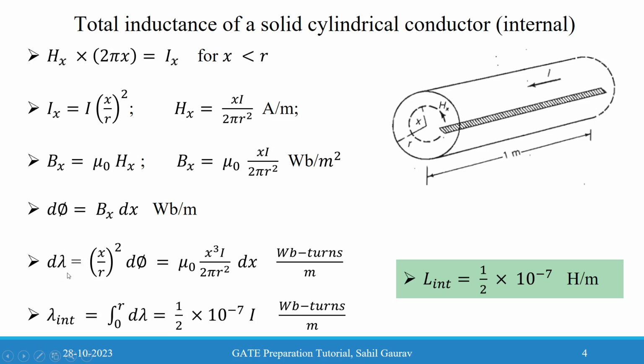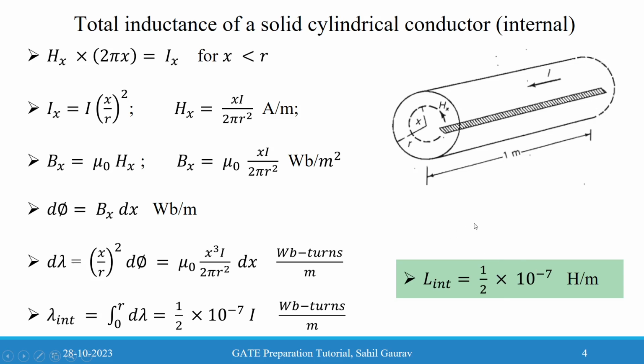And flux linkage consecutively you can find by putting this relation x divided by r squared with dφ. You will get this expression, and finally you will get the internal flux linkage by integrating dλ. So you will get internal flux linkage as half into 10 to the power minus 7 into I Weber turns per meter.